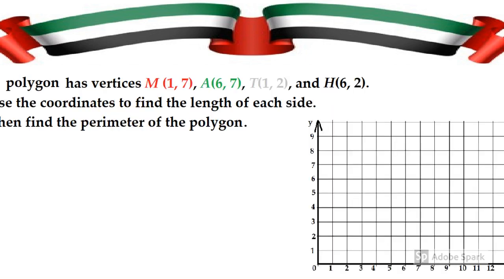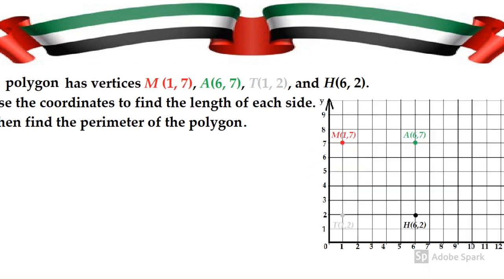A polygon has vertices M, which is (1, 7), A, (6, 7), T, (1, 2), and H, (6, 2). Use the coordinates to find the length of each side, then find the perimeter of the polygon. Remember, in ordered pairs, the first number is always the x coordinate, and the second number is the y coordinate.